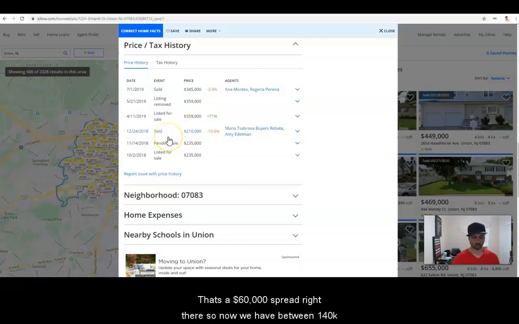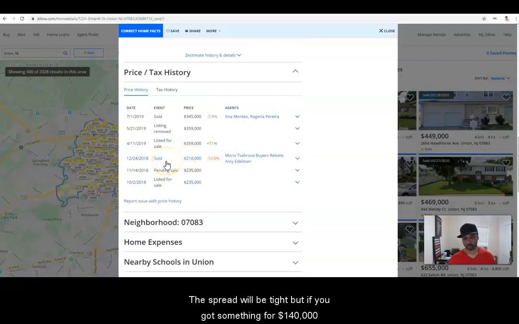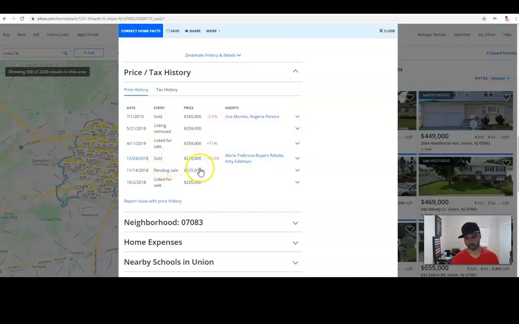So now we have between 140 and 200. If you wanted to make 10,000, you would offer 200. It's a little high. You know, it's tight. The spread would be tight. But if you got something for 140, hey, you can put it back out at 210, 200, and see if someone bites. That's your wish price. So you put it out at your wish price. And if nobody bites on it within 2 or 3 days, then I would suggest that you lower your price. But you have room to lower it, and that's just the spread between 140 and 200.